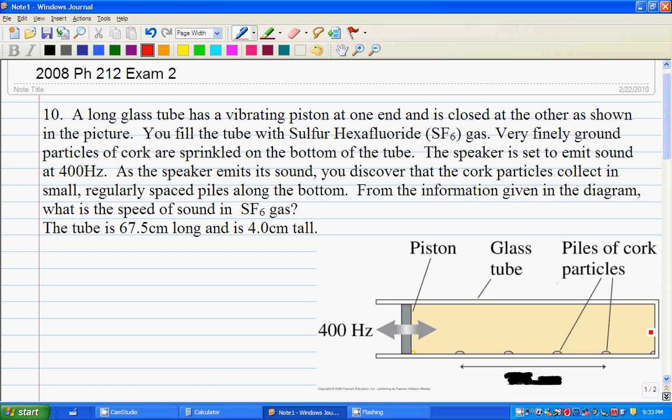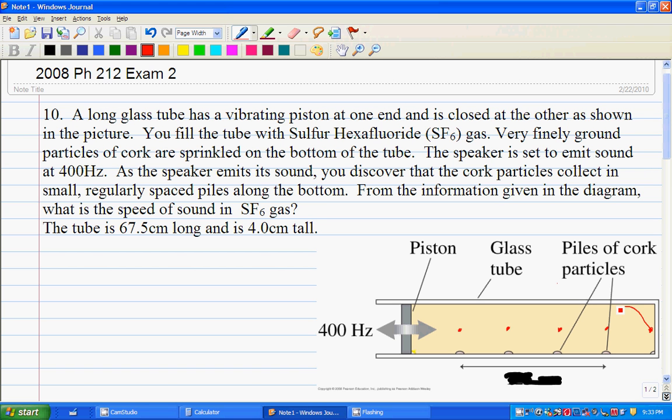Remember that sound waves are longitudinal waves and they move back and forth. In this particular standing wave, places where the quark collects are places where the air is not moving back and forth. That's nodes. The places in between are antinodes, and that's where the air is sweeping back and forth really fast, so any quark that was on the bottom of the tube would be swept to one side or the other. So that means all the places where quark is are nodes, and the places in between are antinodes.